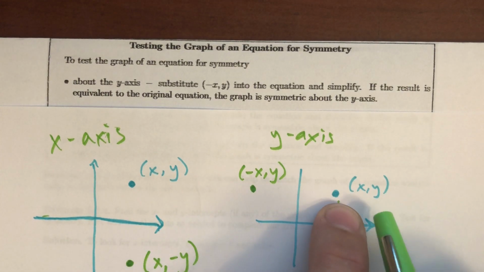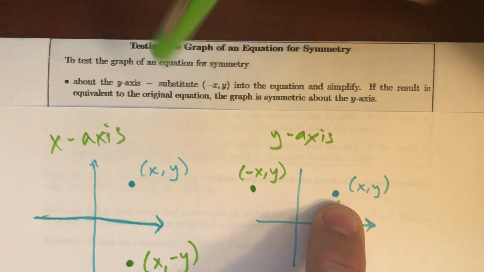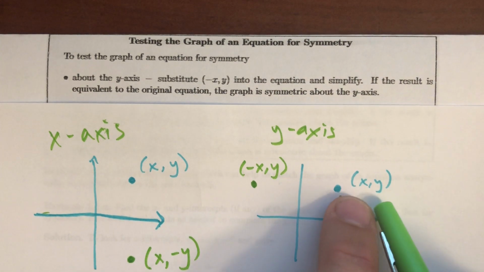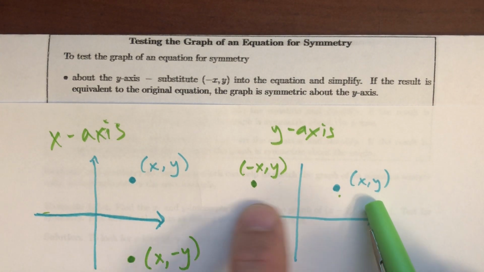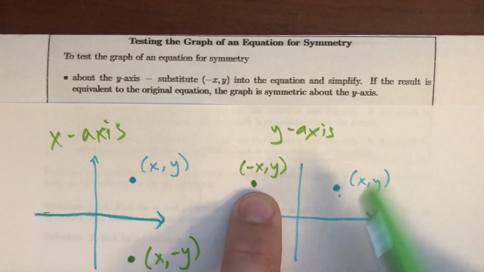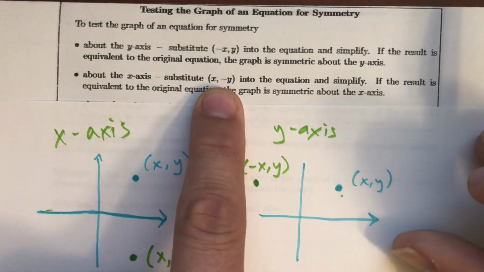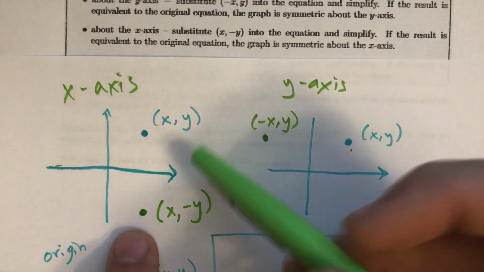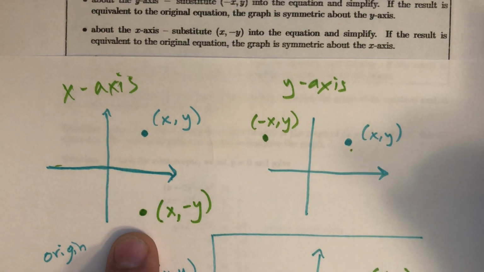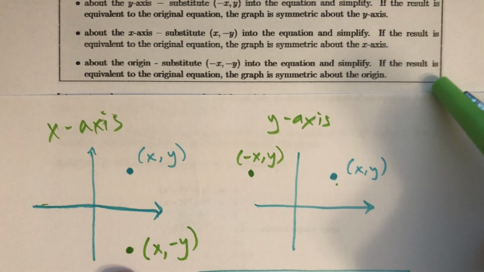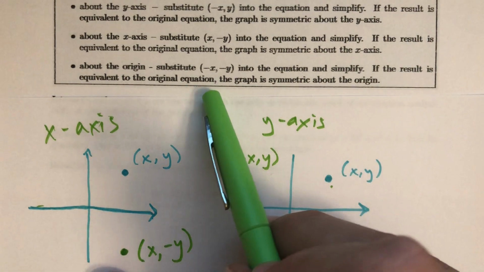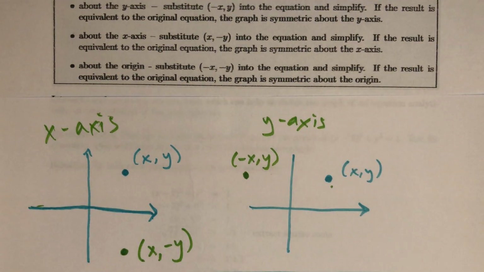If we substituted, what that means is the point is going to be on the graph, right? So if I put in a negative x, y in there, is that one on the graph as well? And we can go down the line here. The x-axis one, we're just going to substitute x comma negative y, and that's implied by our picture. And so is the one about the origin. So if we plug in negative x, negative y, we ought to get something equivalent as well.